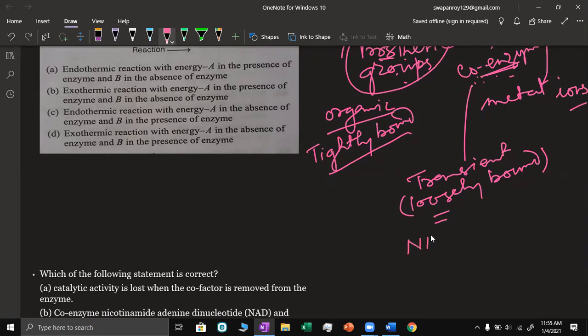NAD, NADP, they are examples of coenzymes. FAD, right?